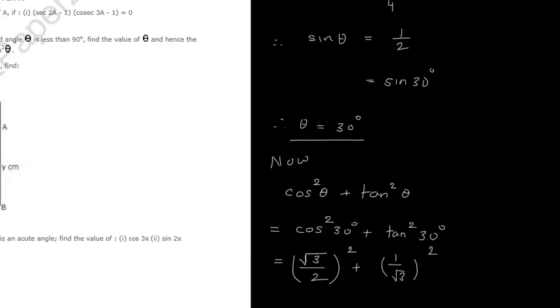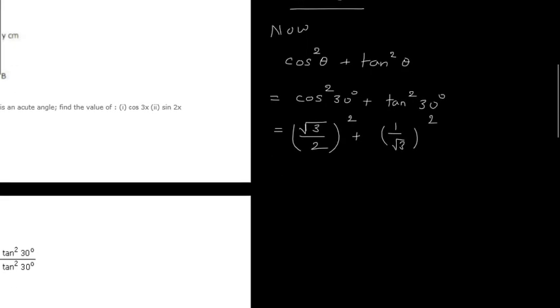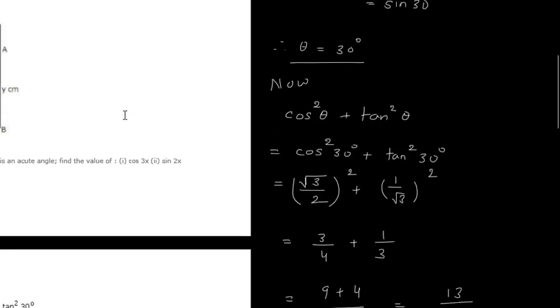Now when I square, I will get here 3 upon 4 plus here I will get 1 upon 3. Now I will cross multiply. 3 fours are 12, so 3 into 3 is 9 plus 4 into 1 is 4. So 9 plus 4 is 13. So this is 13 upon 12. So the value of cos square theta plus tan square theta is 13 upon 12.